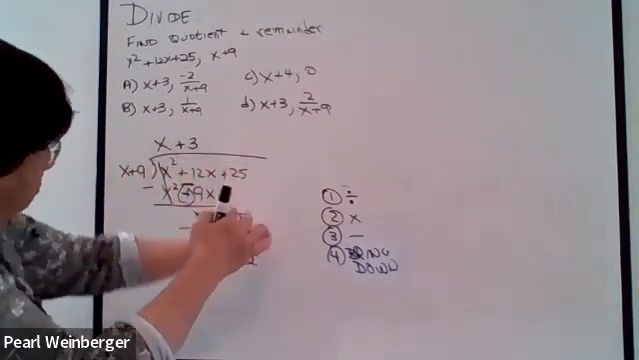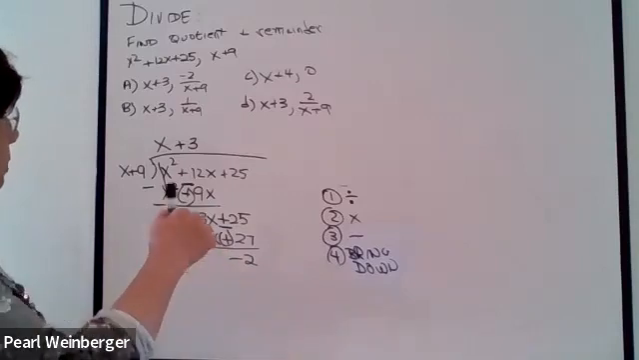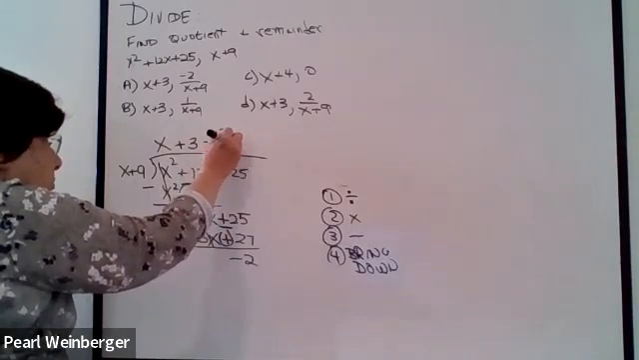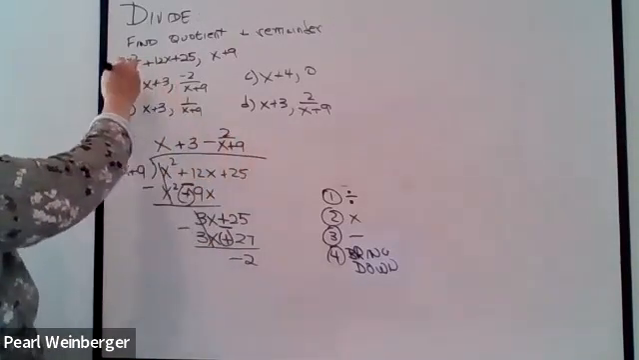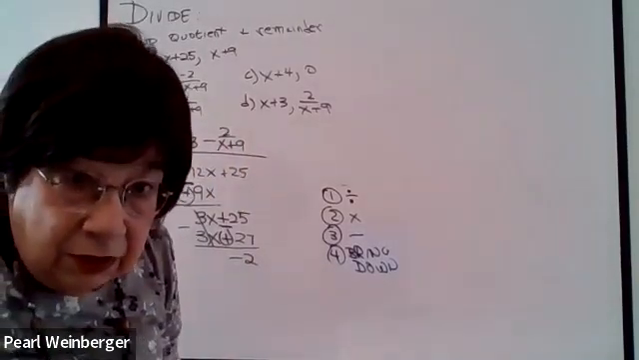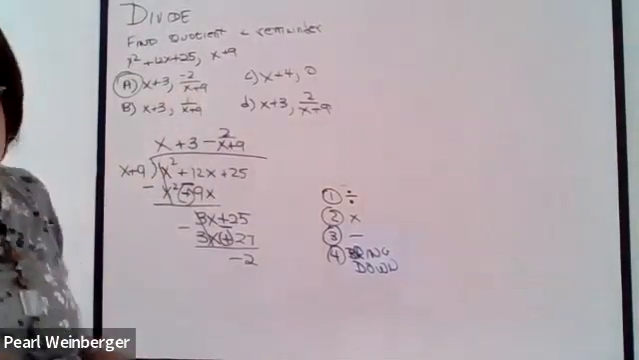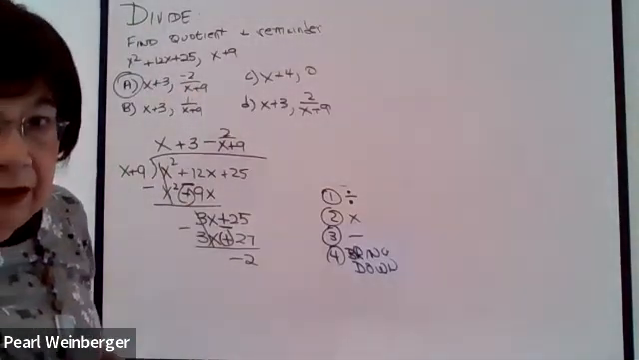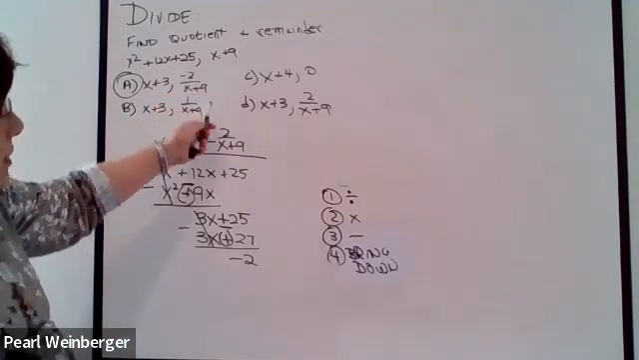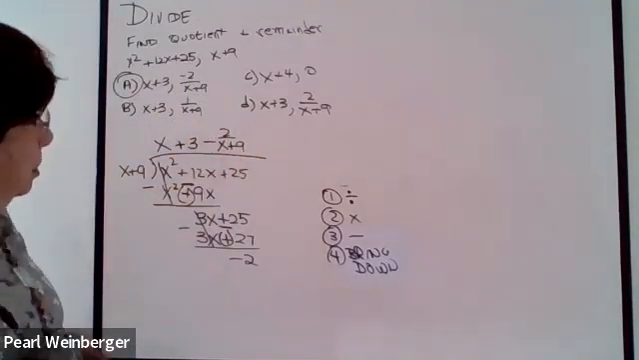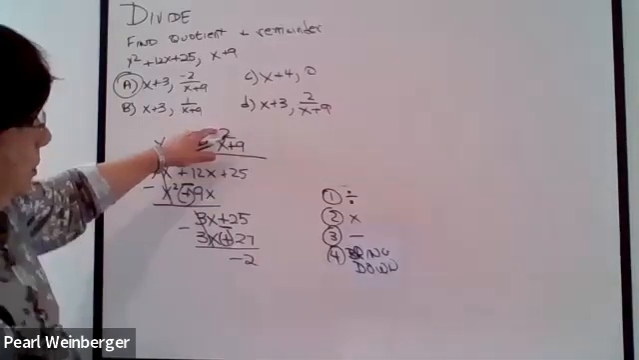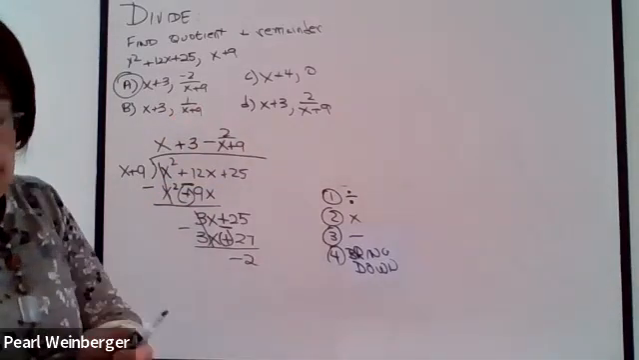I can't go any further. There's nothing more to bring down. My remainder is negative 2. In other words, this becomes negative 2 over x plus 9. And if you notice, that happened to be choice A. Anybody pick choice A? Nobody sent me a chat. But that would have been your correct answer, choice A, because you got x plus 3 with negative 2 over x plus 9 as your remainder. Notice you could put the minus in front of the fraction, or you could put it in the numerator. It doesn't make a difference.